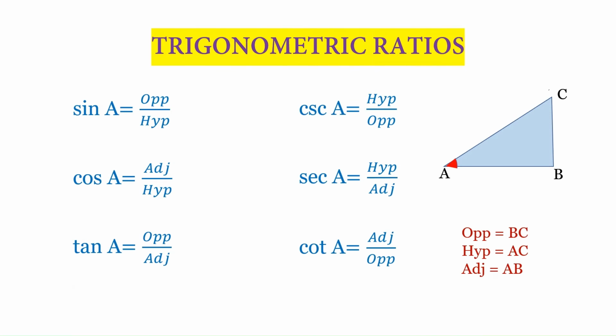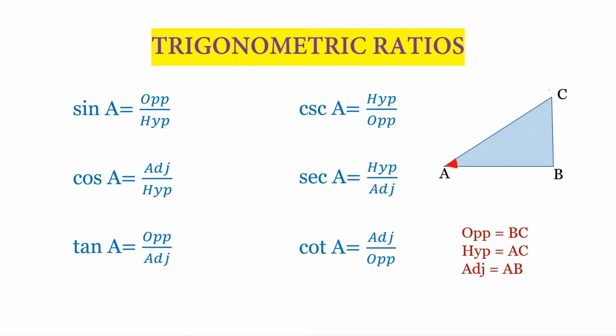Coming to the first thing, when an angle is 0. We all know these six trigonometric ratios. We have seen that in our previous video. I will attach the link in the description.